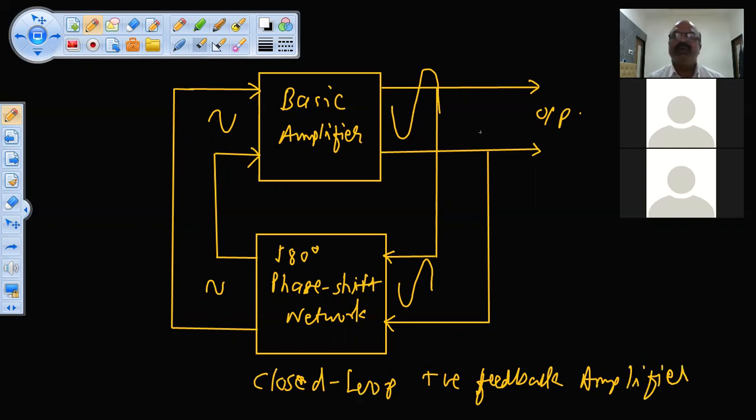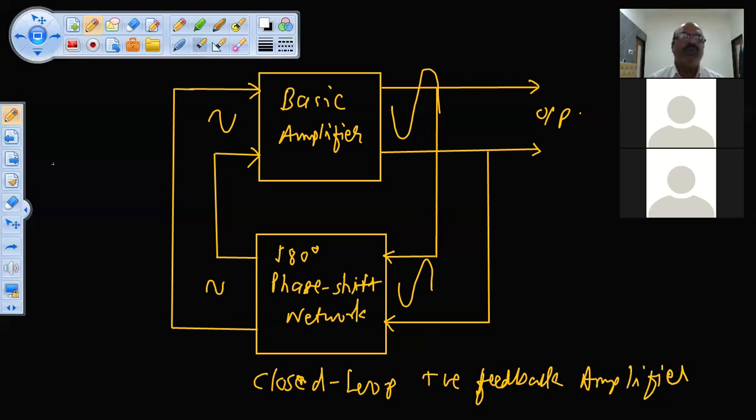Closed loop means there is a feedback network, output is fed back to the input, and that forms a loop from output to input. So we call it a closed loop. And since the feedback signal is in the same phase with the input, we call it positive feedback. And it is basically amplifying that signal, so it is called an amplifier.